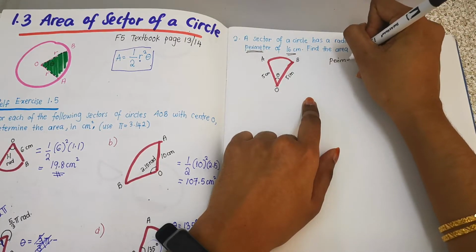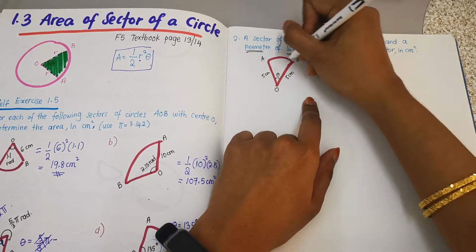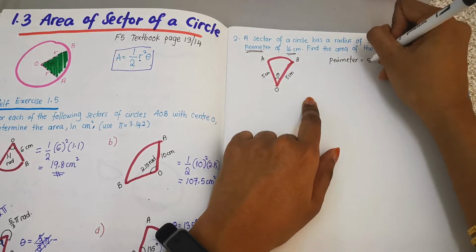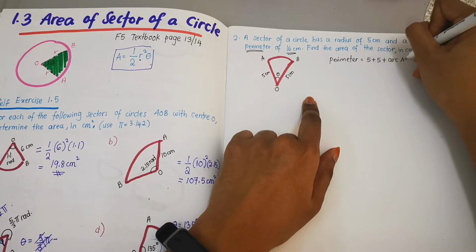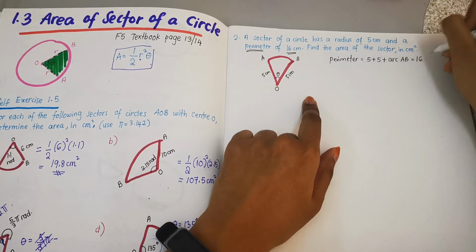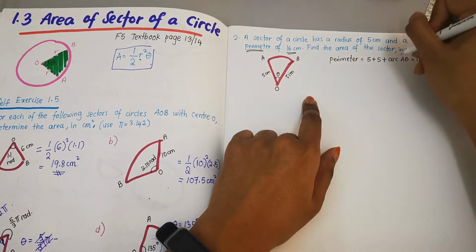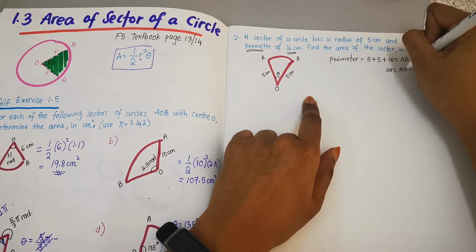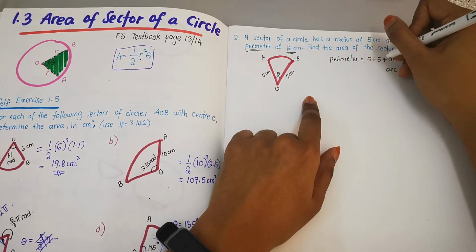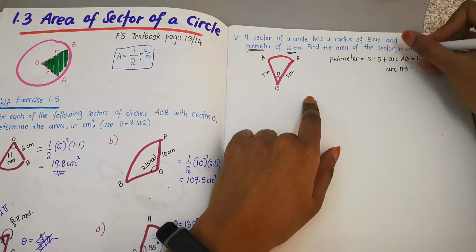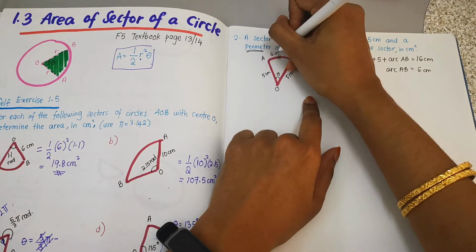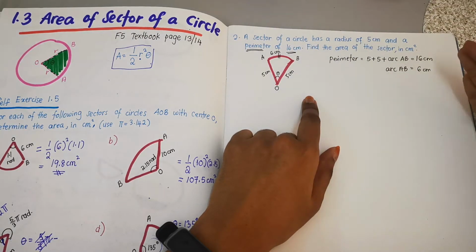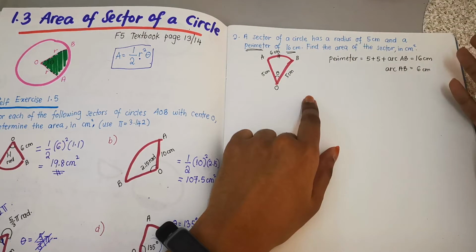Perimeter means we have to add all the sides. So that means 5 plus 5 plus the arc of AB should give 16 cm. To find the arc of AB, 5 plus 5 is 10, so 16 minus 10 is 6 cm. So the arc is 6 cm. Now can we find the area or not?